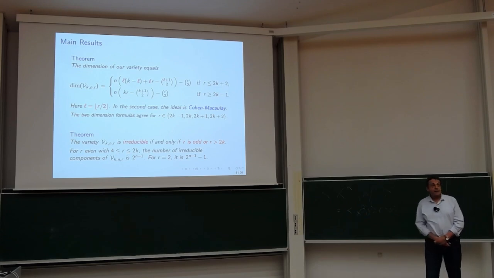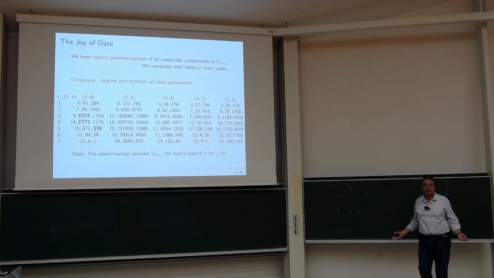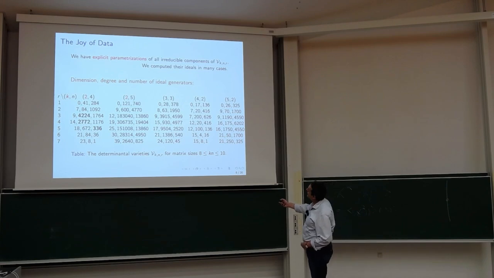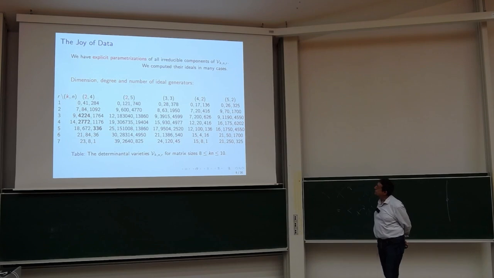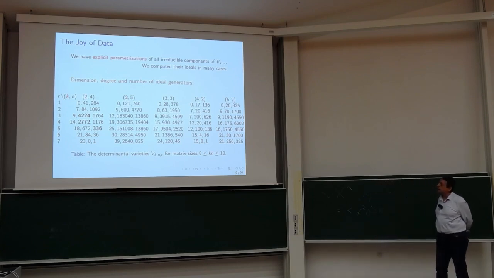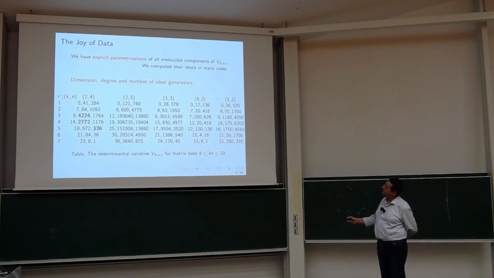Now, of course, it's nice to prove theorems. It's sometimes even nicer to perform hard calculations, right? So let me talk a little bit about data. We found explicit parameterizations of all the irreducible components, and we computed the ideals in many cases. This is just to give you a sense of what the data look like.